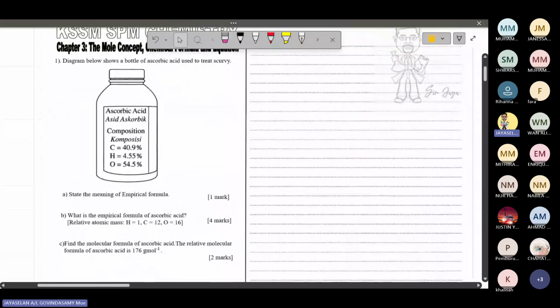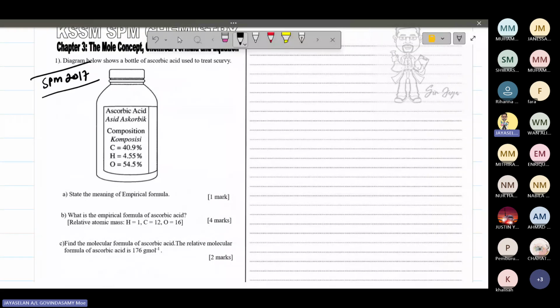Okay, this question. This is the SPM 2017 paper. When this question comes out, many students don't know how to do it. So I purposely put the 2017 paper so we can recycle it together. Okay, can I? So this is an essay question.